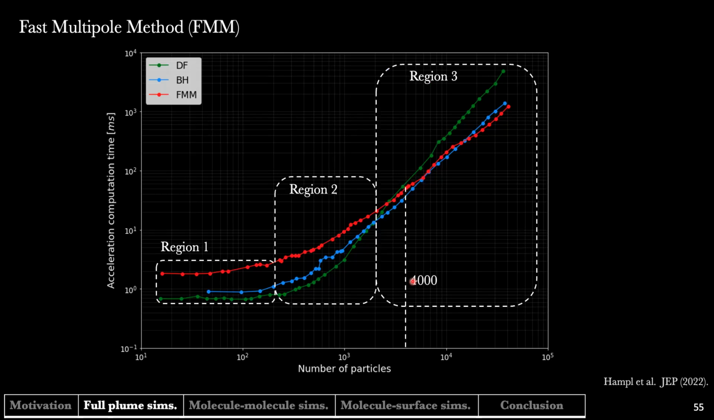However, in our case, we are in region 1, we have about hundreds of particles. In region 2, we have up to 2,000 particles. And in region 3, we have the rest of particles. And most computations happen in this region one. So that is why we don't see any improvement. So in this region, the direct force is faster than the FMM.